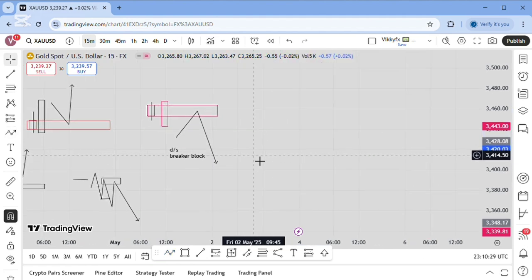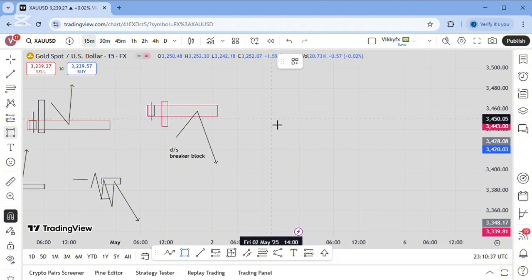The same goes for your breaker block. Your breaker block is a failed order block. That is a failed supply zone or a failed demand zone. Your supply zone and your demand zone, we call them order blocks. That is your point of interest. It just depends. You can call it any name. You can call it your order block, your point of interest, or your entry zone.